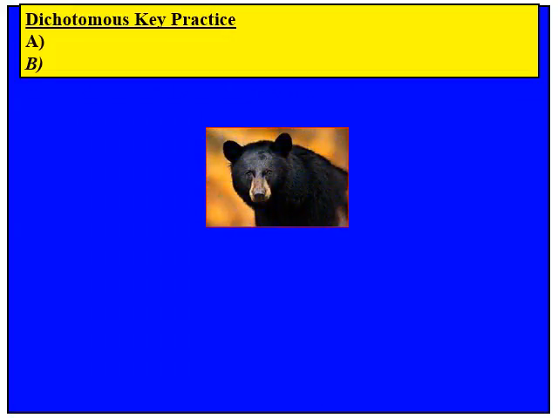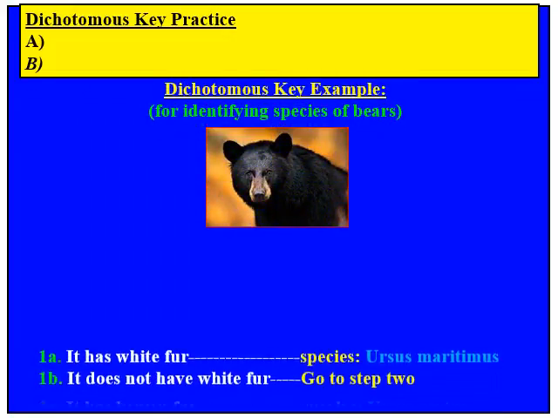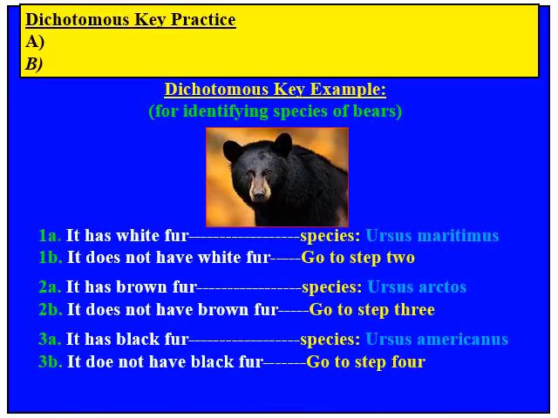So let's go ahead and practice the dichotomous key just a little bit. So here's an example of our dichotomous key. We are trying to identify a species of bear. Our first two questions are: does it have white fur, or does it not have white fur? This bear does not have white fur, so it's not A, and we can cross off A. So now we know that we need to go to step 2.